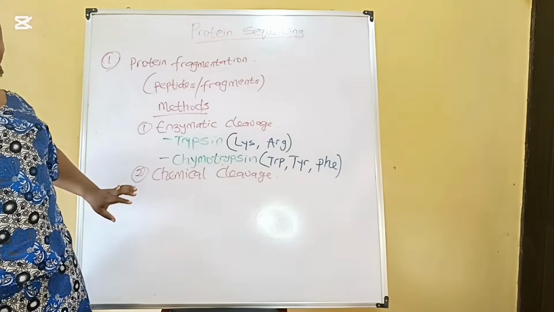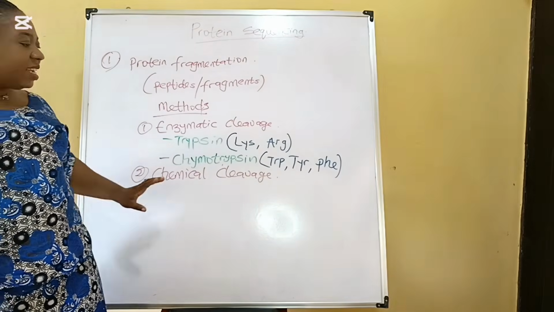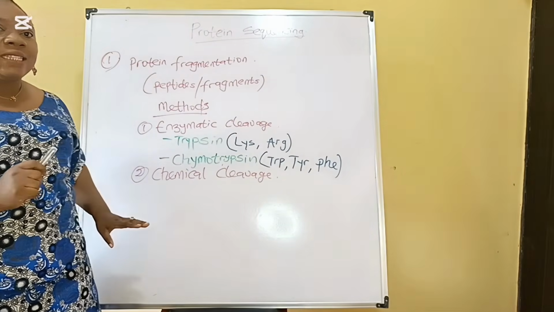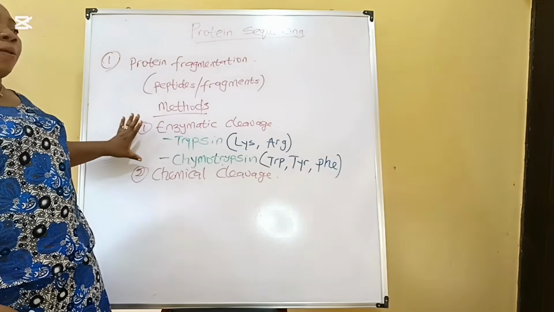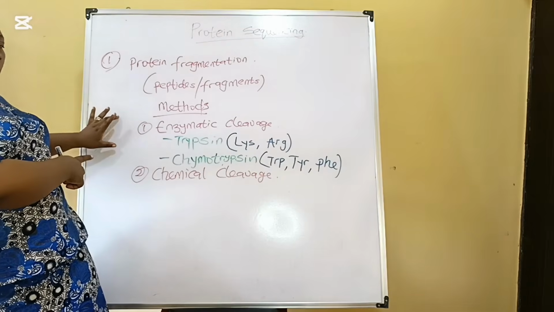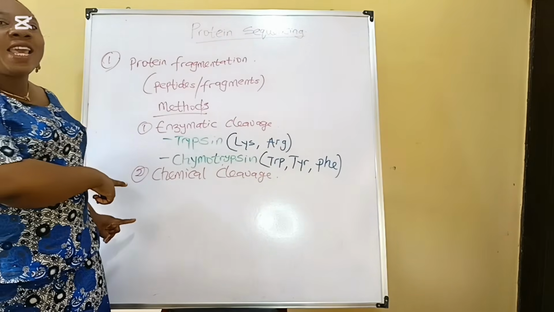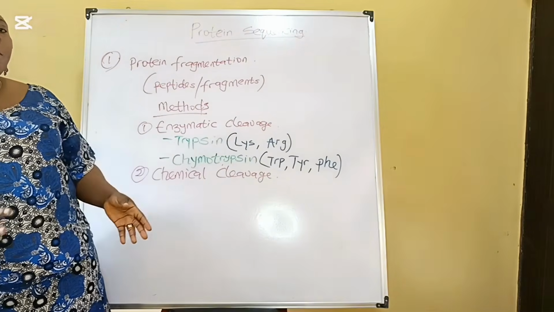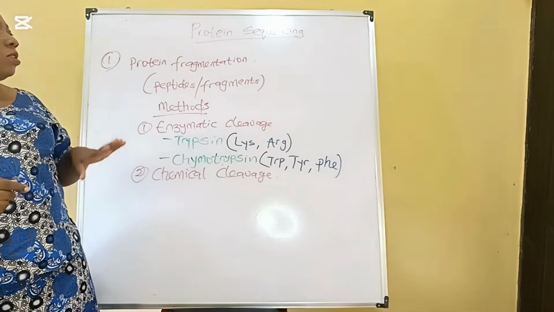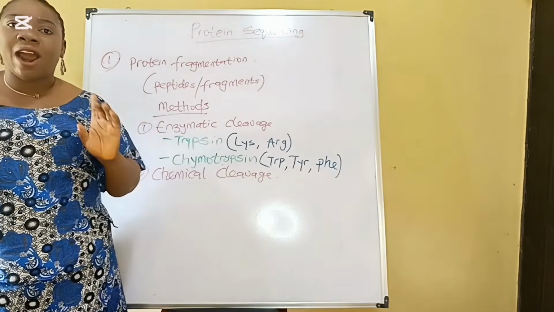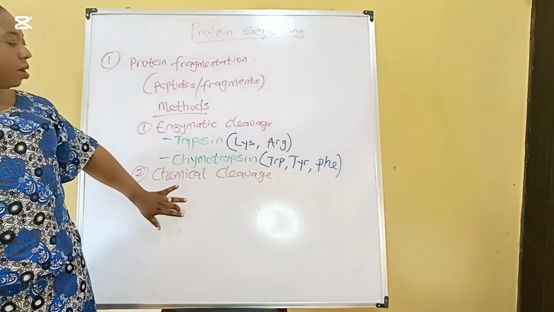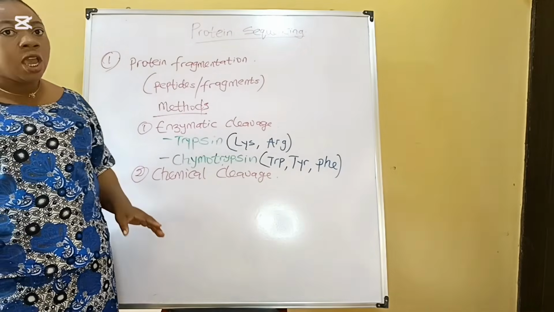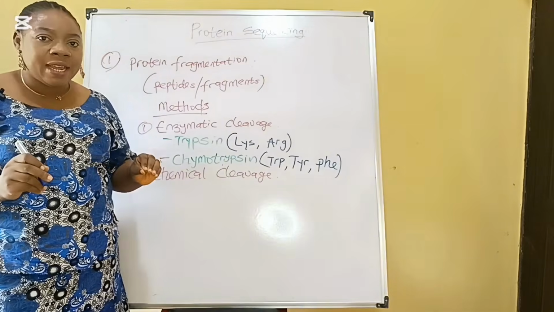Let's move on to the second method, which is the chemical cleavage. Instead of using an enzyme as in the first method, now we are making use of a chemical. The main thing we are after is to cleave this protein to give us peptides or fragments. The chemical we are using under this method is cyanogen bromide.